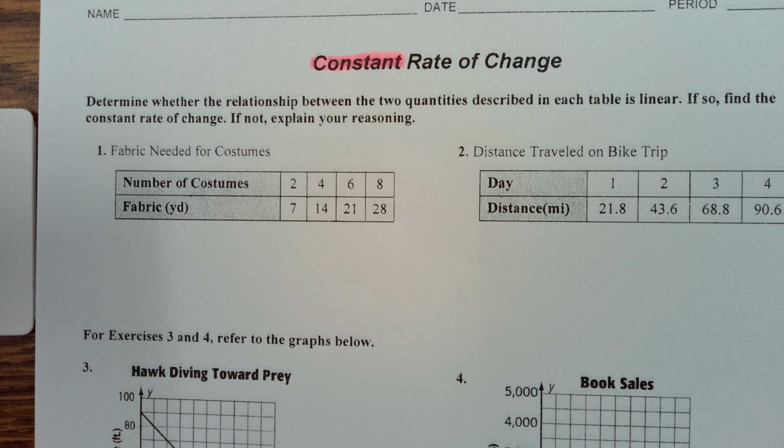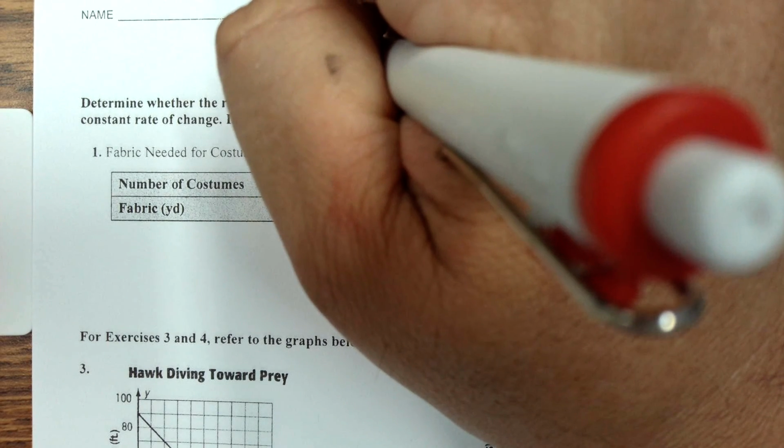So this word constant, what are we referring to when something is constant? Is it really changing all the time or is it always staying the same? Always staying the same. So constant really means always the same.